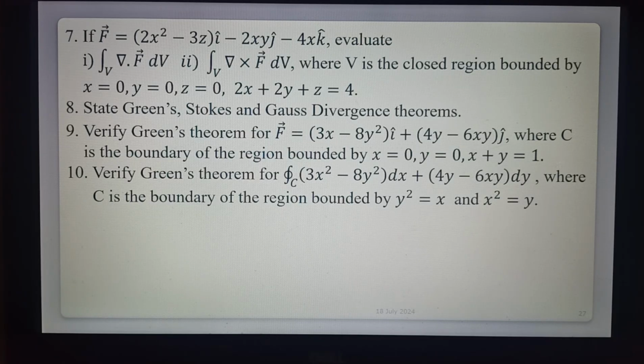So next question, verify Green's theorem for the integral over C of 3x square minus 8y square into dx plus 4y minus 6xy, where C is the boundary of the region bounded by 2 parabolas. This is also a very important question. Okay? Many times this question is repeated.